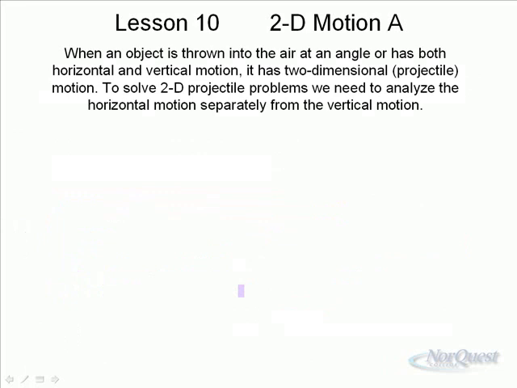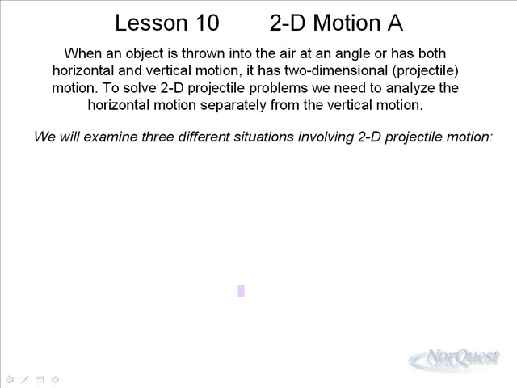The three types of two-dimensional motion we really want to focus on are projectile motion, that is when an object is thrown into the air and influenced by gravity. So it has two components of velocity: horizontal and vertical. The horizontal motion, of course, is not affected by gravity, whereas the vertical motion is affected. We'll look at three different situations using two-dimensional projectile motion.